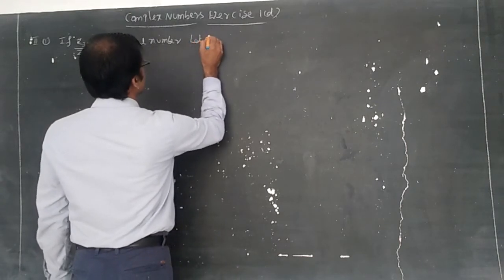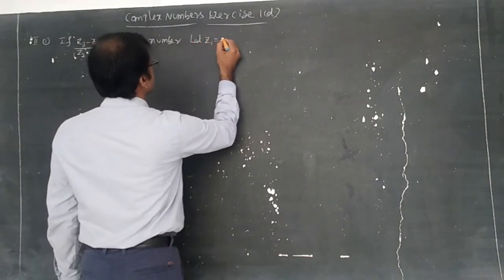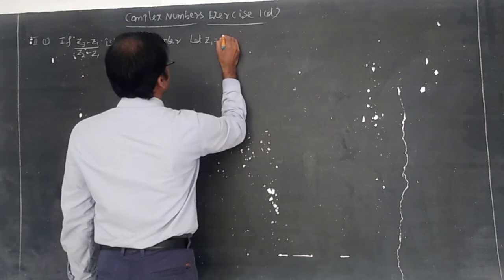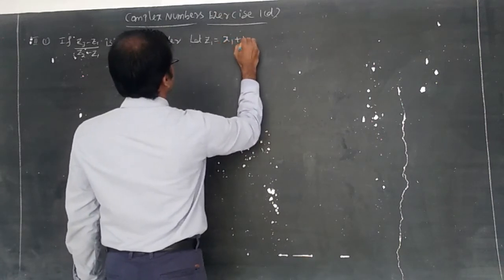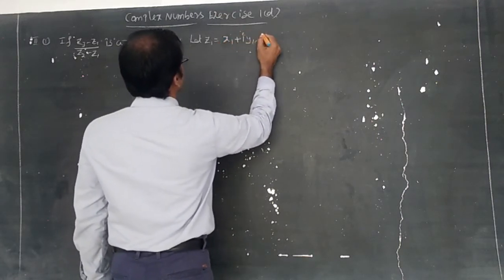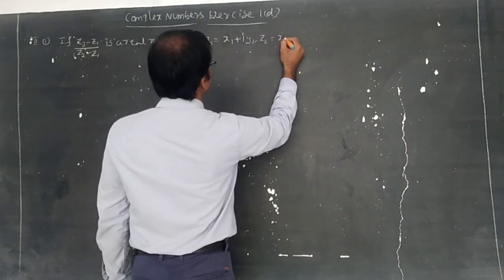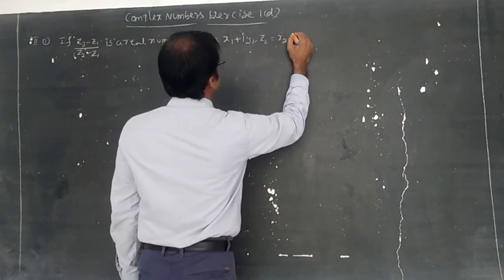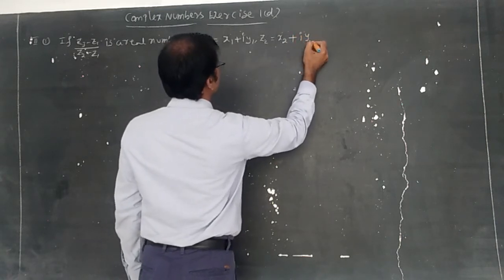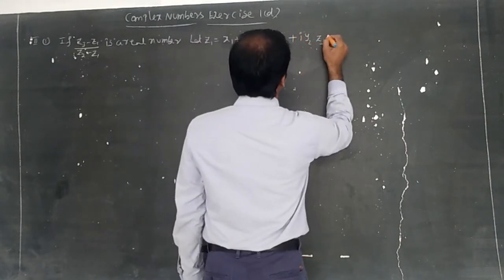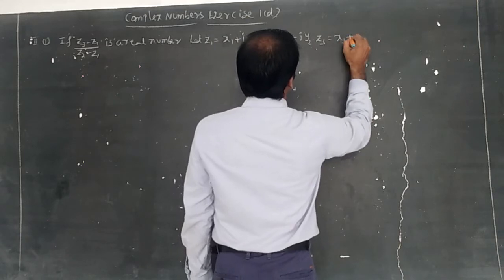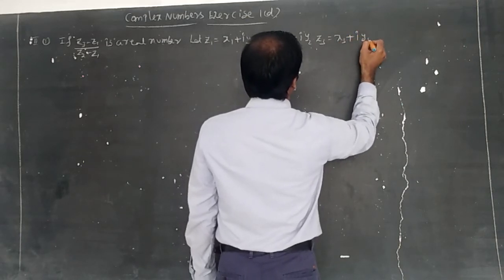Let Z1 is equal to x1 plus iy1, Z2 is equal to x2 plus iy2, Z3 is equal to x3 plus iy3.